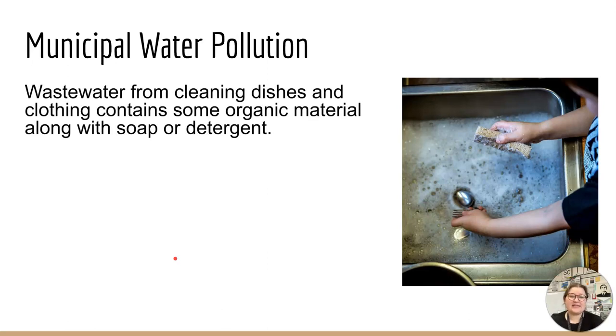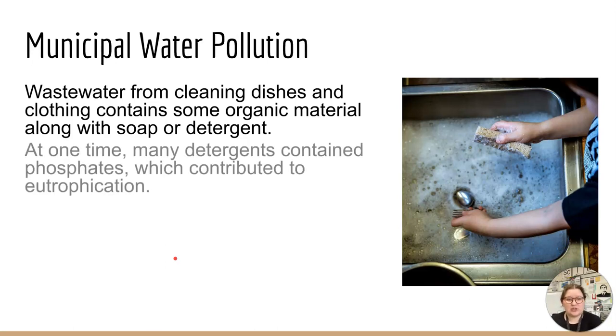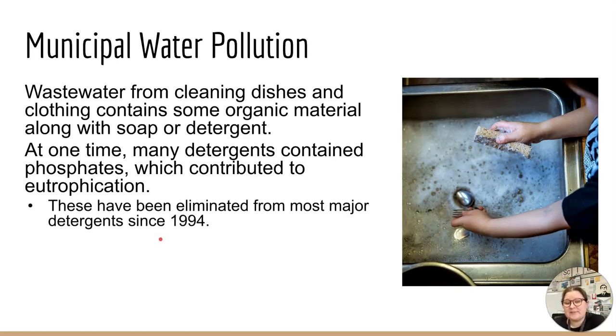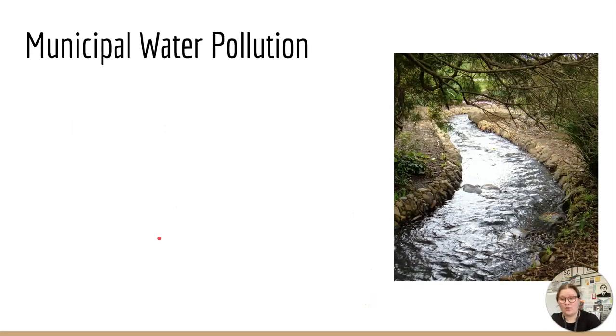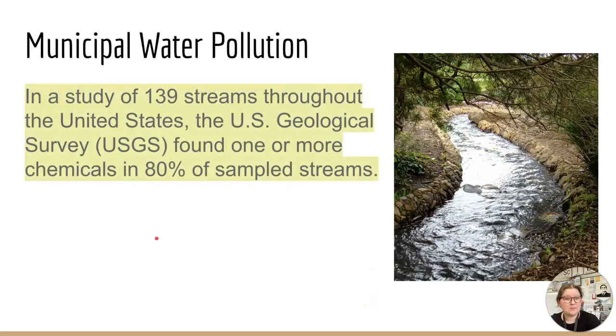Wastewater from cleaning dishes and clothing contains some organic material along with soap or detergent. At one time, many detergents contained phosphates, which contributed to eutrophication. These have since been eliminated since 1994. Pharmaceuticals, hormones, detergent metabolites, insecticides, fire retardants, plasticizers, among other chemicals, can also be found in municipal waste discharge. So, what was being released from our houses.